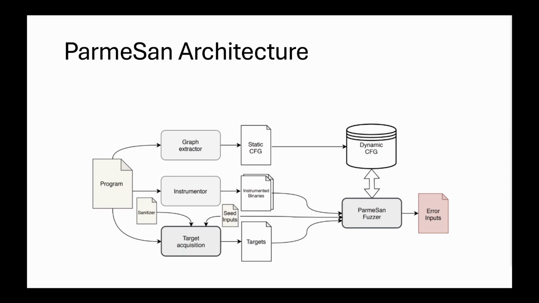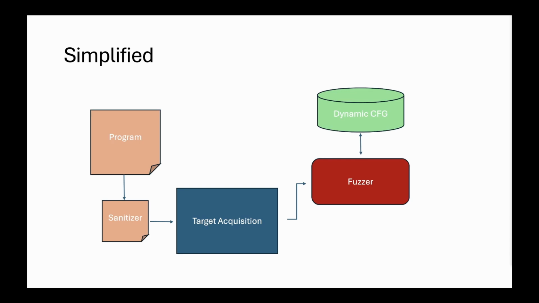So here is what the ParmeSan architecture looks like. Now I know this is probably not super easy to interpret right now, especially not knowing what the major components are. And to alleviate this problem, I'll be going ahead and simplifying it and breaking down the components of this architecture. So here's a more simplified look of what the architecture looks like, and it mainly consists of three major components.